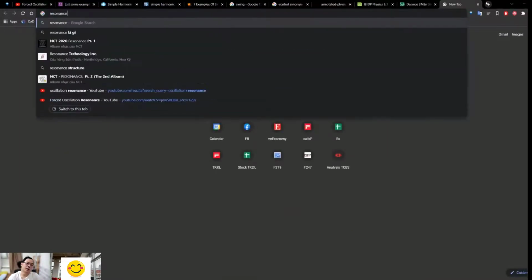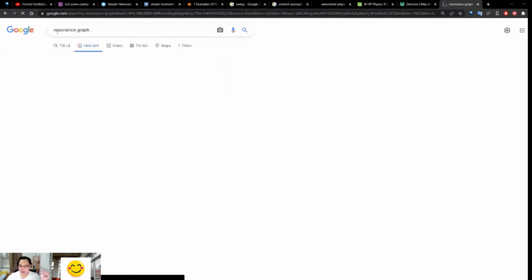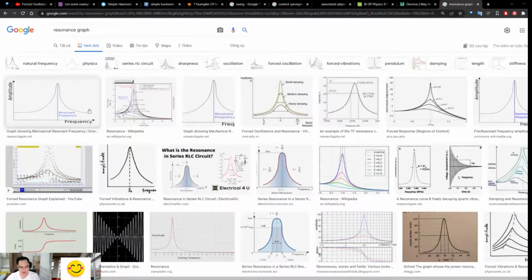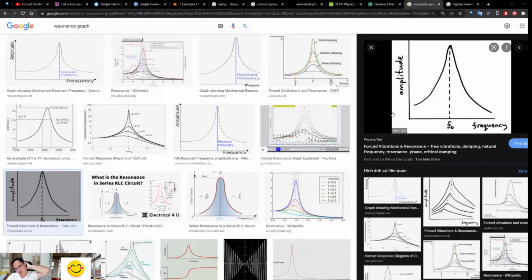But if you search for the word resonant graph on the internet, you will see and probably can memorize the shape of that graph resonance. Is like a mountain. Just remember, it's like a Fuji mountain or the very high mountain, the Fuji mountain graph resonance. Yeah. Or Everest, the highest mountain in the world. Yeah, Everest.